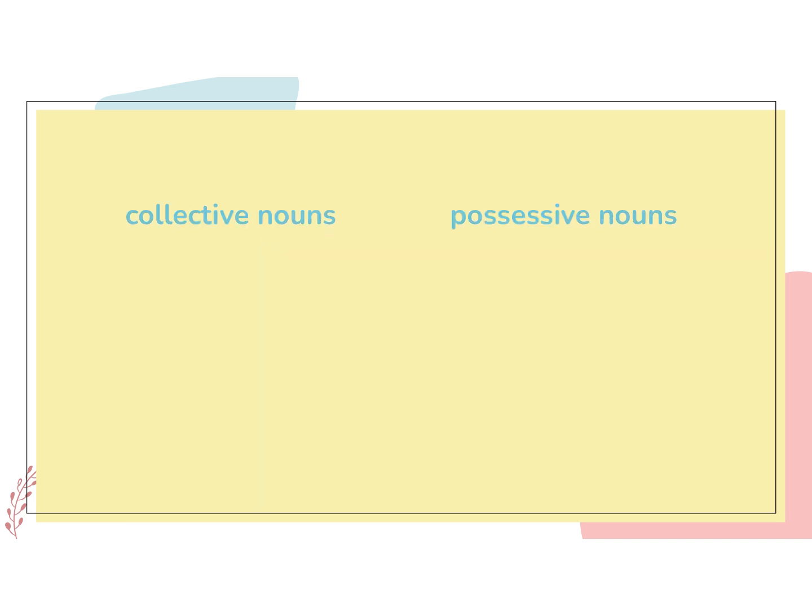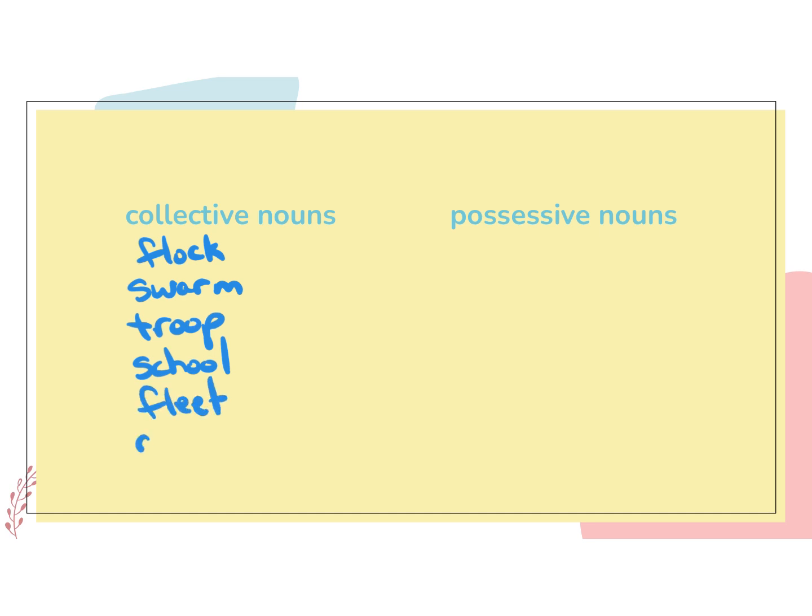Then there are collective nouns. Collective nouns are special names of groups of nouns. For example, a group of sheep is called a flock. A group of bees is called a swarm. A group of monkeys is called a troop. A group of fish is called a school. A group of planes is called a fleet. A group of eggs is called a clutch, and so on. These are all common nouns, so they should not be capitalized.